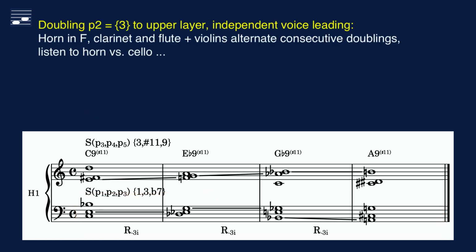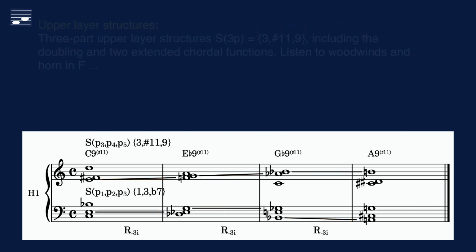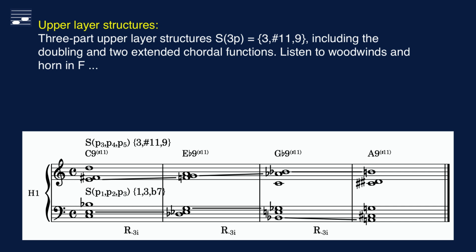With 3-part layers, it is easier to prevent parallel octaves, as the doubled chordal function 3 cycles through the upper layer parts. In the upper layer, notice the 2 extended chordal functions 9 and sharp 11, plus the doubling of the 3.